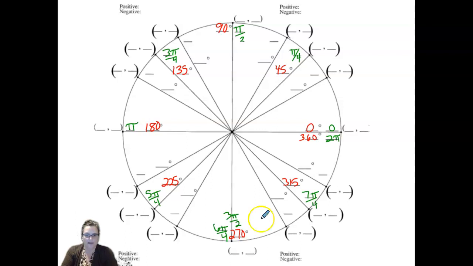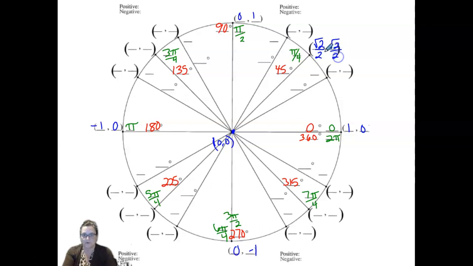Then our coordinates: the center of the circle is the point 0, 0, and the radius is equal to 1. So this would be the point 1, 0, then 0, 1, negative 1, 0, 0, negative 1. Then the pi over 4 reference angle has a coordinate of root 2 over 2, comma, root 2 over 2.